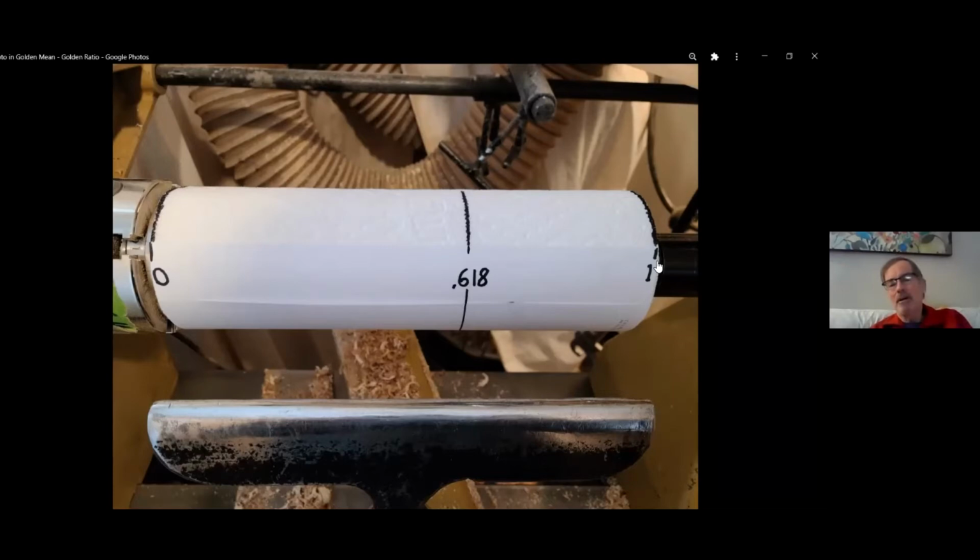So this is a piece on a lathe here. We aren't so great at starting out with one piece.